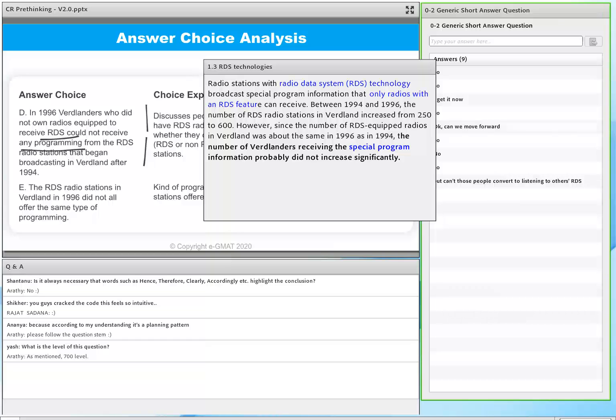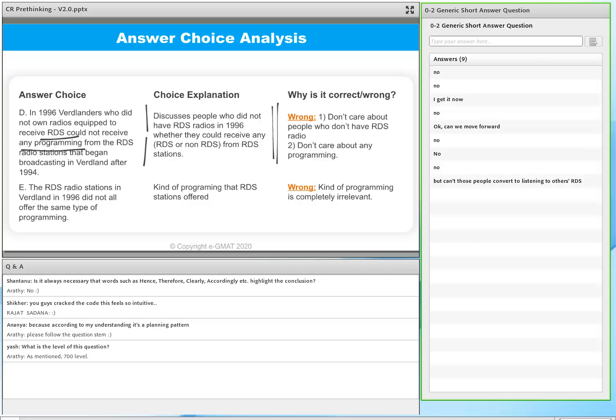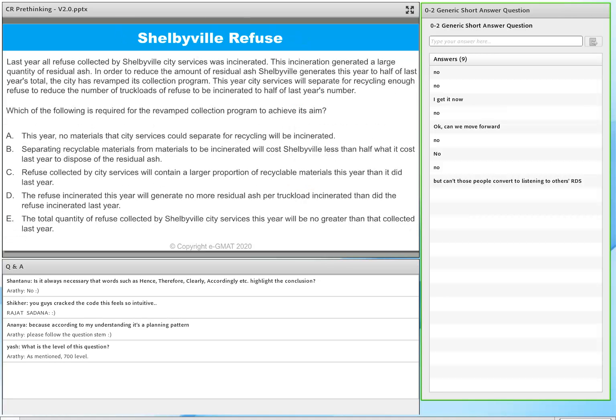Radio systems with RDS technologies broadcast special program information that only, the word only, radios with RDS feature can receive. When you say only, this means you're not modifying those radios. You can't do anything. Okay. Choice E talks about the kind of programming. We don't care about the kind of programming, so let's not worry about it.